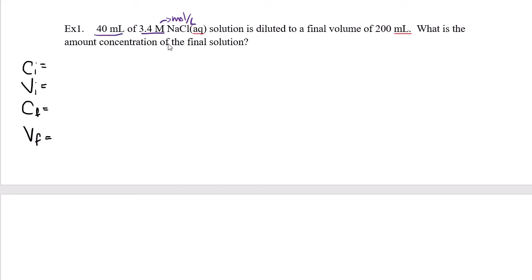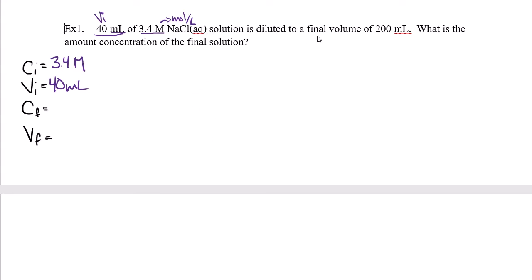And sometimes people have difficulty picking out values from these questions. So you want to be able to think about, what did it look like before? What was my initial state? What did it look like after? What was the final state? And this is telling me that I'm starting with 40 milliliters of 3.4 moles per liter solution. So this is a volume. I can tell it's a volume because it's got volume units. And this is my initial volume. So my initial volume is 40 milliliters, and this is my initial concentration, 3.4 moles per liter, 3.4 molar.